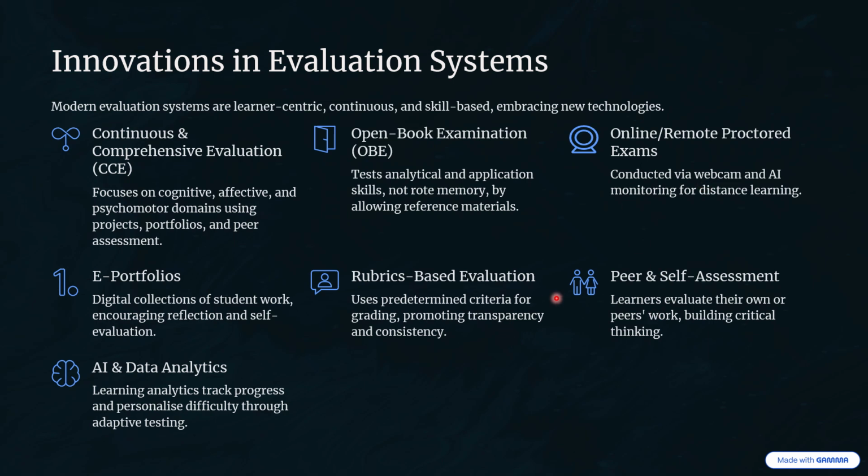Next is rubric based evaluation. Predetermined criteria are used for grading. This improves transparency and consistency. The next is peer and self assessment. Students evaluate their own work or the work of their peers. This helps to develop critical thinking. And next is AI and data analytics. Learning analytics can track students' progress and support personalized learning and adaptive testing.